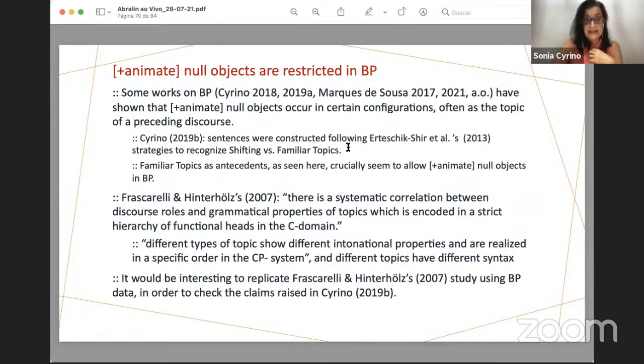Now, Pascarelli and Hinterholz say that there is a systematic correlation between discourse roles and grammatical properties of topics, which is encoded in this hierarchy that they propose. They show this comparing syntax and also the phonological expression of these different types of topics. So it would be interesting to look at Brazilian Portuguese and check if this also is the case.